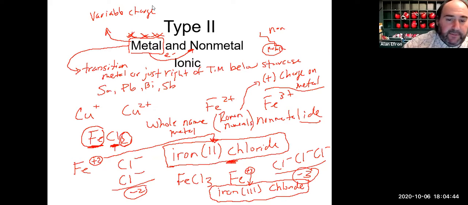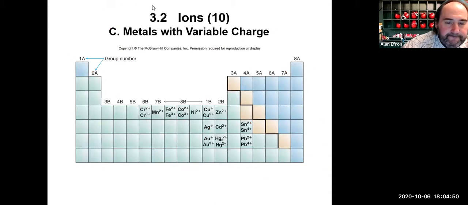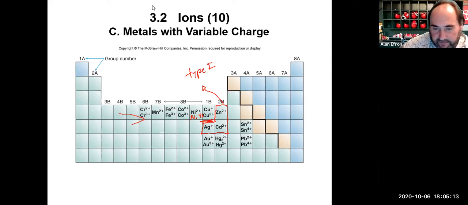Question on type 2 type compounds here. So here's some of the transition metals and some of the variety of charges. So all these guys could have multiple charges. Nickel, for example, could be +4. These guys, though, are the ones that we talked about that really do have a fixed charge. So again, these guys here are more type 1. But everybody else rummaging through here.